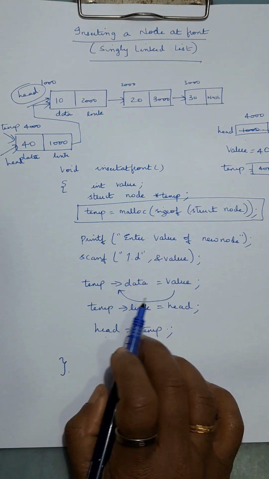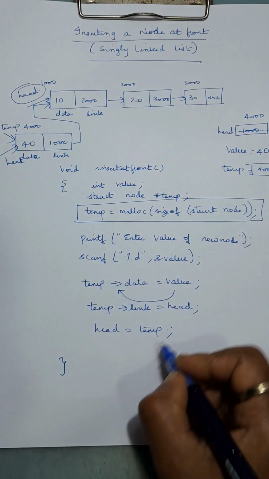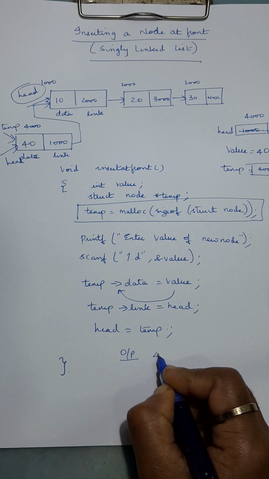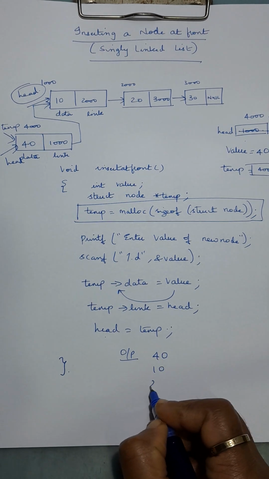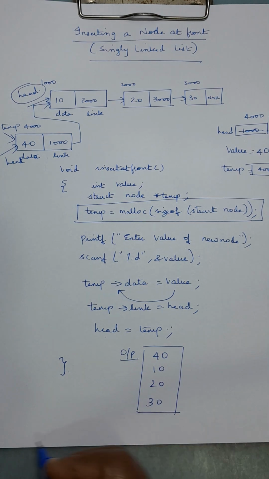Now later, if we print the values using node traversal, we would get the output as 40, 10, 20 and 30. So this is the output. I hope you understood the concept. Thank you.